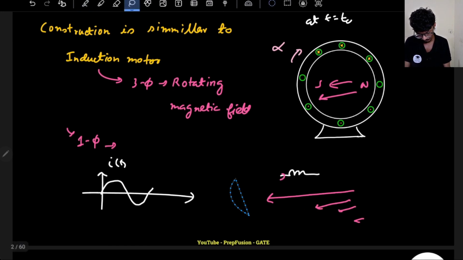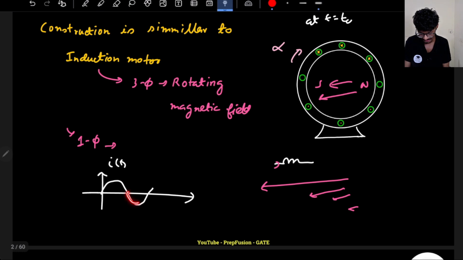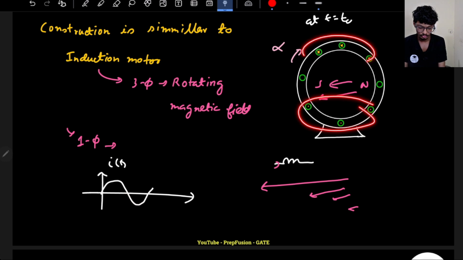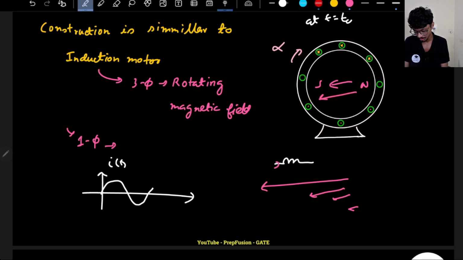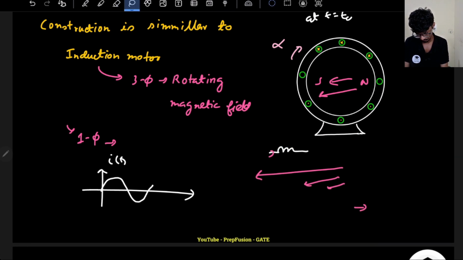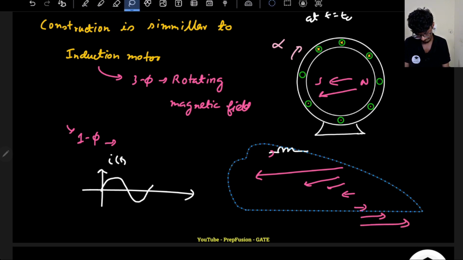Then again I see the current direction is reversing. If this was incoming and this was outgoing, now it will reverse. So this will now be incoming and this will be outgoing. It will just reverse.